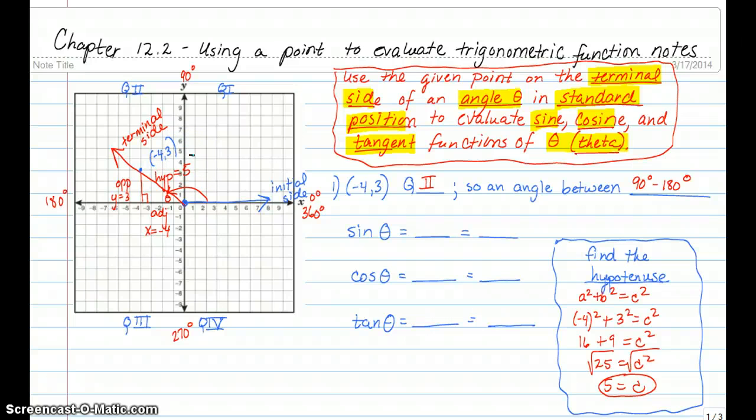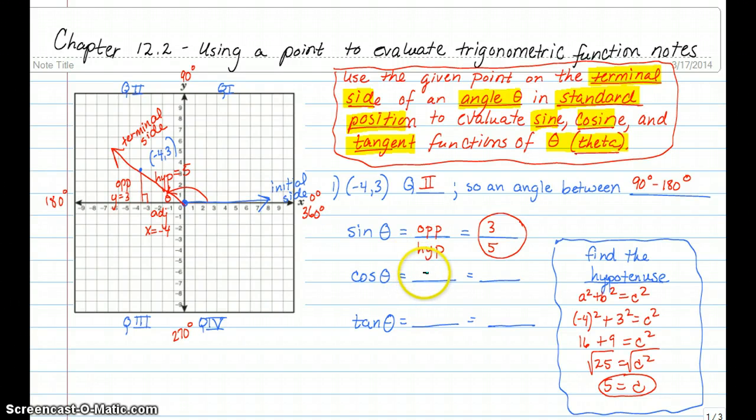So sine is SOH, S-O-H. The sine of theta equals opposite over hypotenuse. The opposite is 3 over the hypotenuse of 5. Here's your solution. Don't change it to a decimal. If it is a ratio that's not been simplified, though, you need to do that.